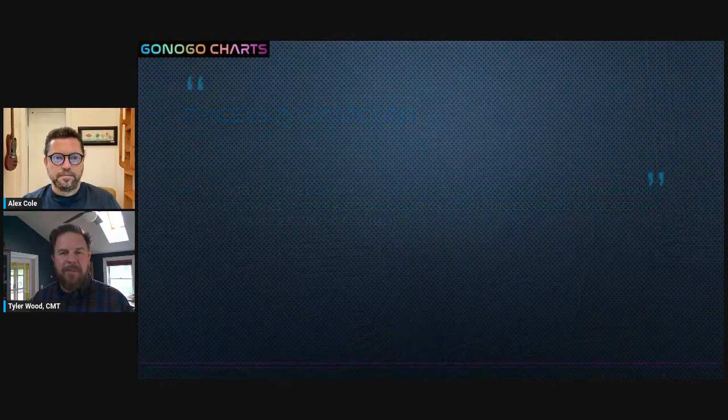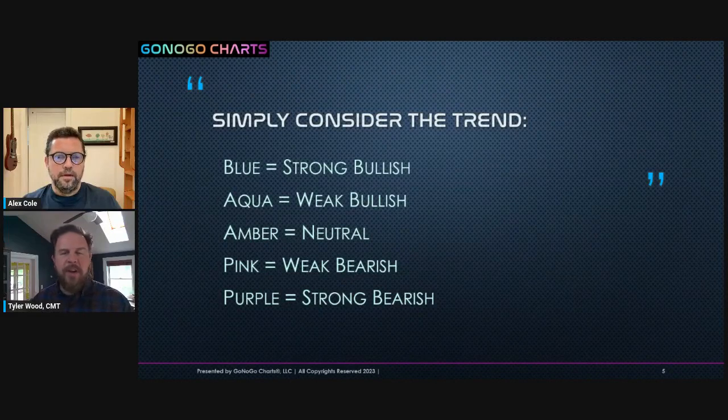So Alex, right back to you again. Let's review those colors on a GoNoGo chart. Yeah, we want to throw this up here just to make it completely clear when we're looking at the charts going forward. Blue is our strong bullish environment. Aqua is our weaker bullish environment. Those are our two Go colors. Pink would be our weak form bearish trend. Purple, our strong bearish no-go trend.